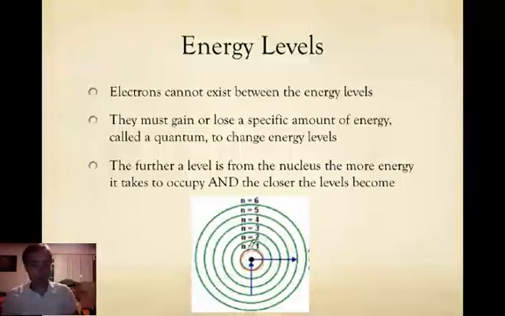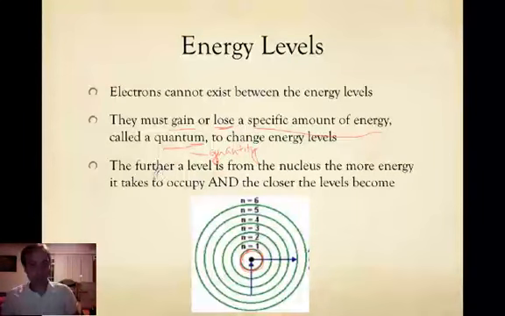So an electron that's hanging out in the first energy level has a certain amount of energy. In order to bump up to another energy level, it's going to have to gain energy, a specific amount of energy, in fact, that we call a quantum. Quantum is really just a fancy way of saying quantity. So in other words, it has to gain a specific quantity of energy to bump up to another energy level. Same thing goes if it wants to go down an energy level, it's going to have to give up or lose a quantum of energy to drop back down.